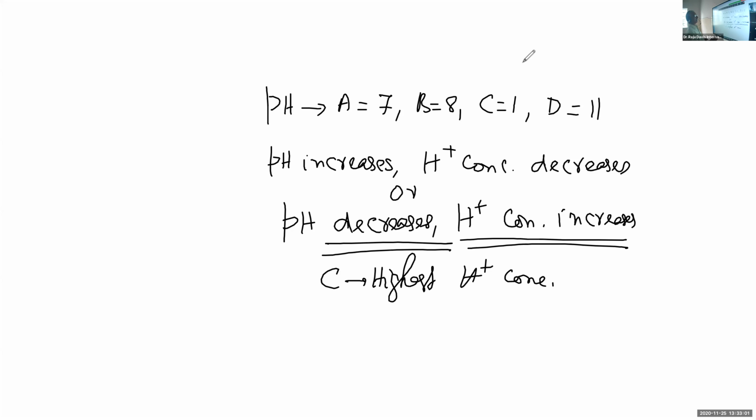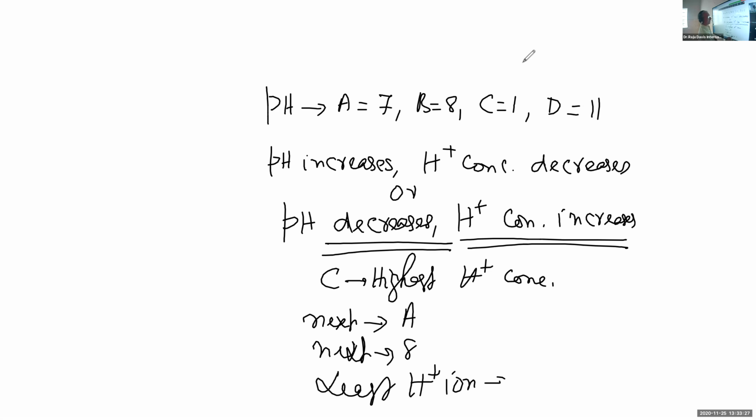Next one, the next higher pH, that is A. So the next higher hydrogen ion concentration is A. Then the next one will be the next higher pH value, that is B, equal to 8. And the least hydrogen ion concentration is for the highest pH, that is D. So the order will be like this.